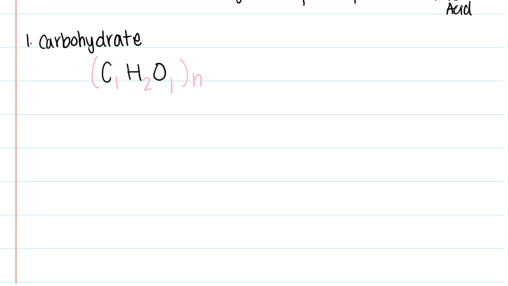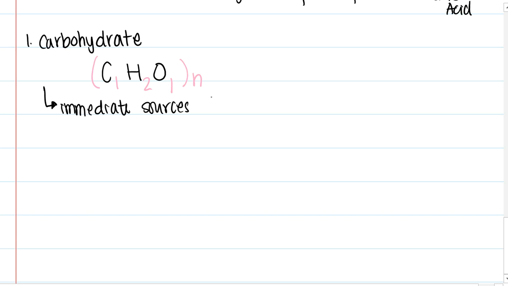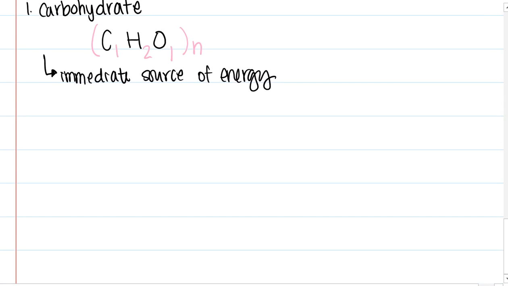So carbohydrates is sugar, okay? And sugar happens to give people an immediate source of energy. And I say people, but we're talking about organisms. So immediate source of energy. Now, let's talk about its monomers and polymers. So the monomer has a very special name, and we call it monosaccharides.